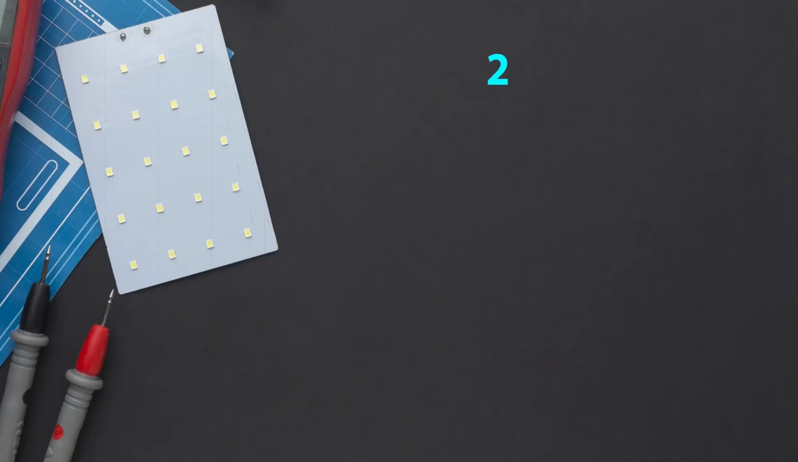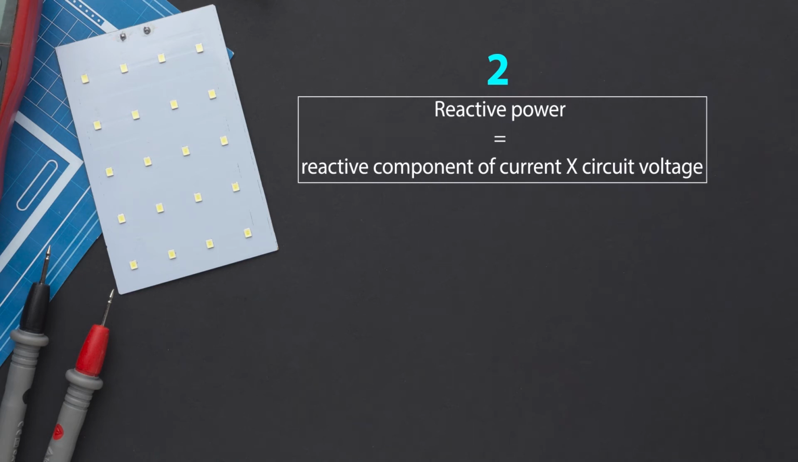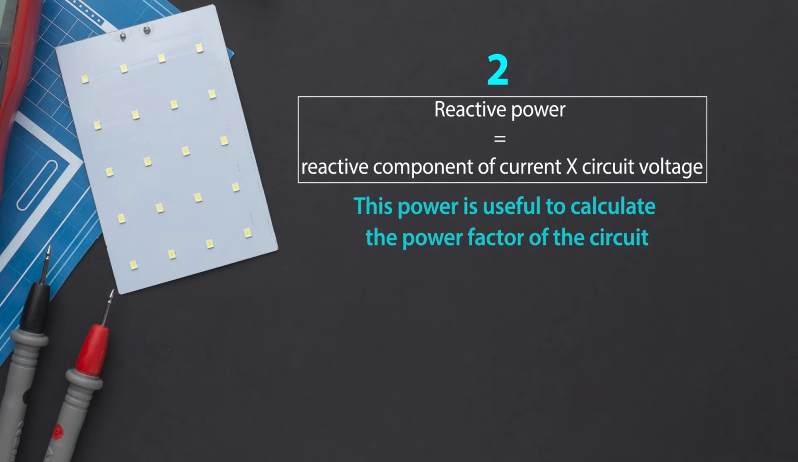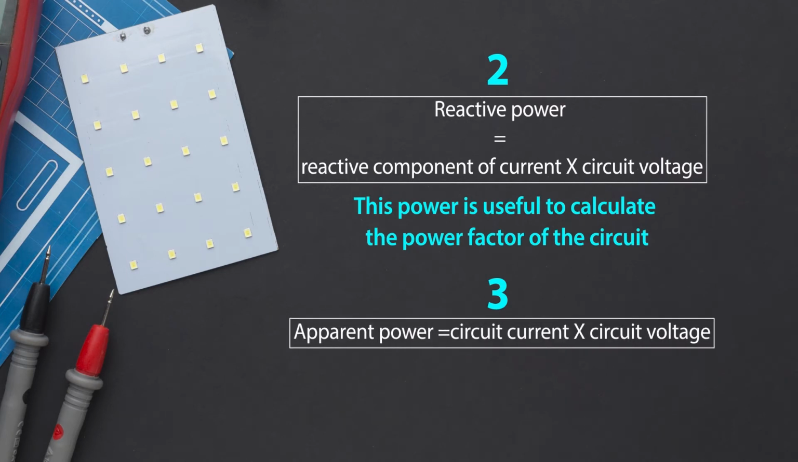The second point is, when the reactive component of current is multiplied with the circuit voltage, it results in reactive power. It is this power that merely flows back and forth without doing any work. This power determines the power factor of the circuit. When the circuit current is multiplied with the circuit voltage, it results in apparent power. It is so called because it appears that the product of voltage and current is power.